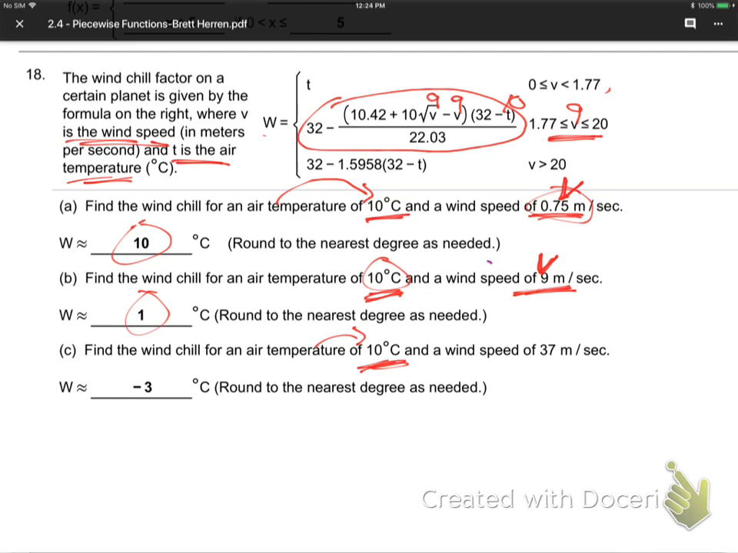Finally, third one. What if the same air temp, the thermometer is still saying 10 degrees, and now the V, the velocity of the wind, is blowing at 37? It's howling outside. So I'm in the third section, huh? 37 is greater than 20, so you plug into that formula. Plug in the T, the temperature, which is 10. Hit the buttons on your calculator. It feels like -3, even though it's still 10. Minnesota. Or someplace super windy. All right, there we go.